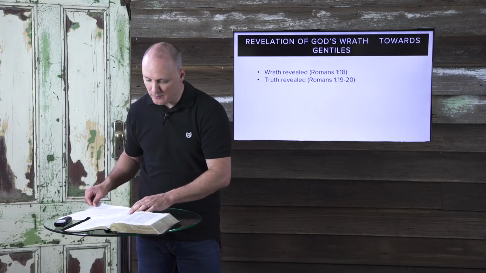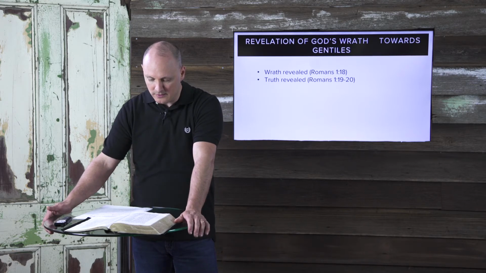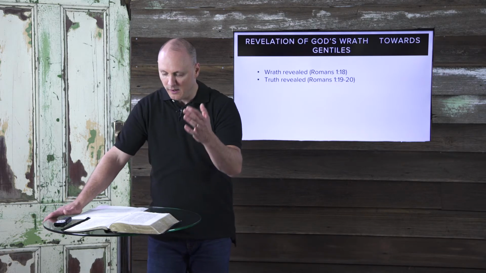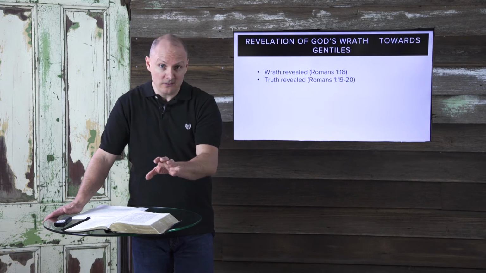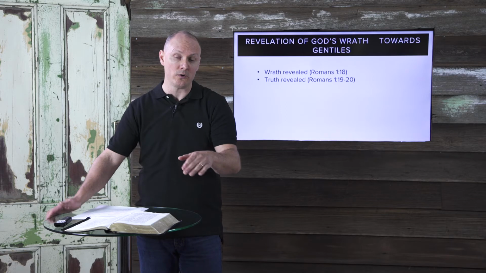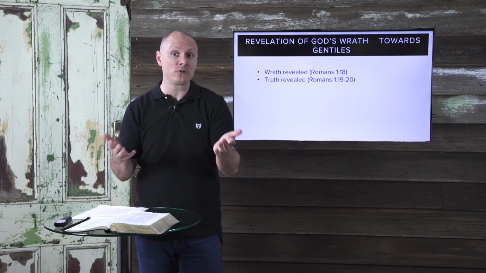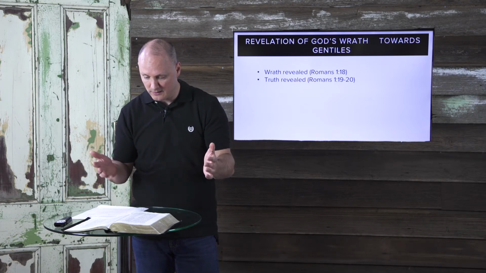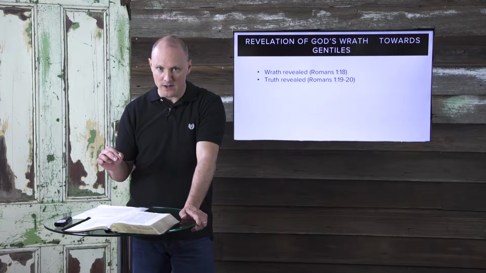Paul says, the wrath of God is revealed from heaven against all ungodliness and unrighteousness of men who suppress the truth in unrighteousness. And so God's wrath is revealed, and it's revealed against ungodliness. This doesn't necessarily mean someone who is living all out in wickedness. This can be anyone who disregards God, and God's wrath is against them. It is revealed against them, specifically men who suppress the truth in unrighteousness.